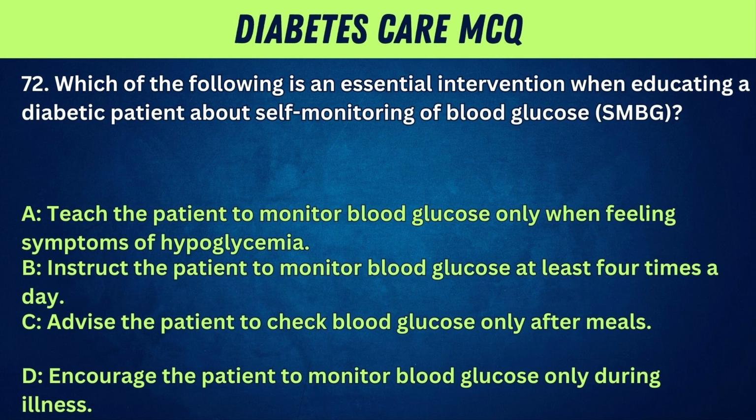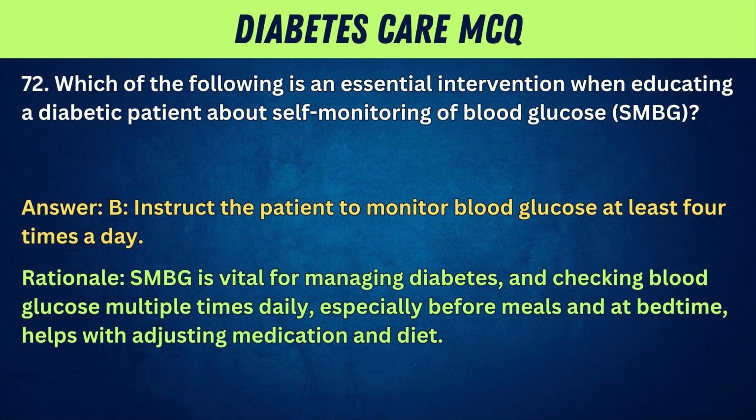72. Which of the following is an essential intervention when educating a diabetic patient about self-monitoring of blood glucose, SMBG? A. Teach the patient to monitor blood glucose only when feeling symptoms of hypoglycemia. B. Instruct the patient to monitor blood glucose at least 4 times a day. C. Advise the patient to check blood glucose only after meals. D. Encourage the patient to monitor blood glucose only during illness. Answer: B. Instruct the patient to monitor blood glucose at least 4 times a day.